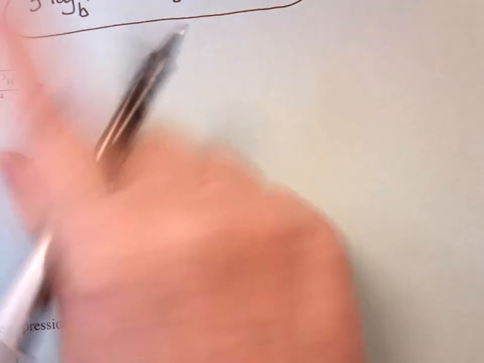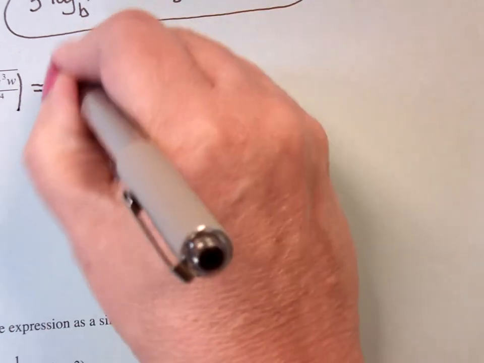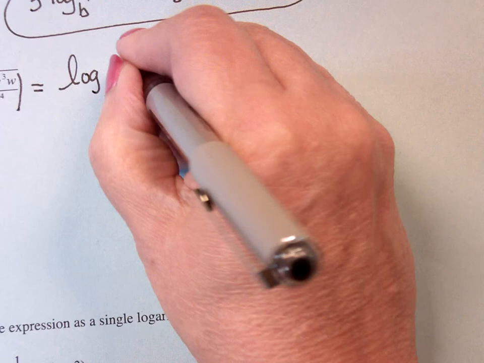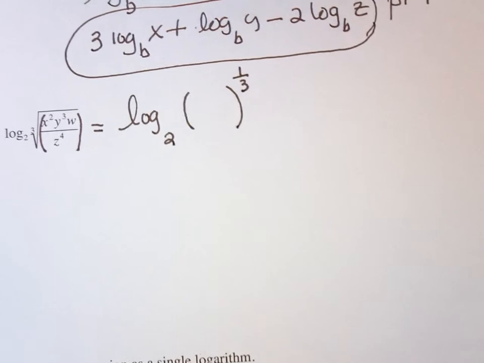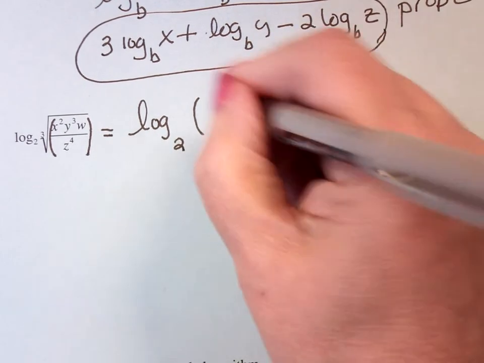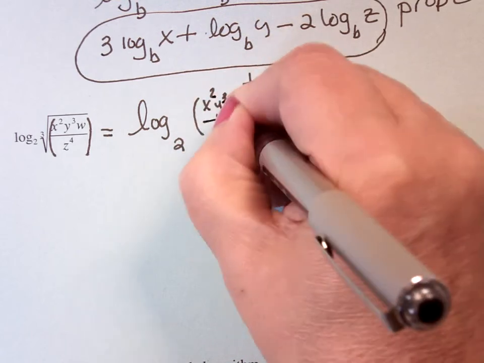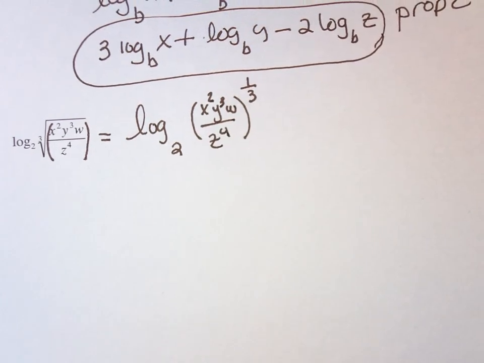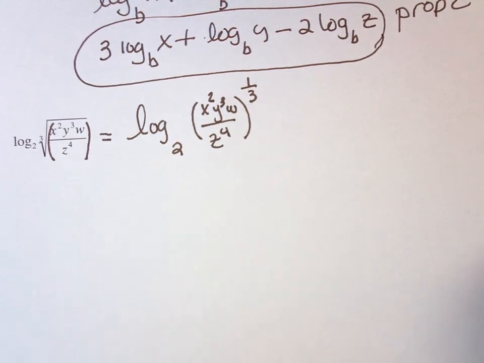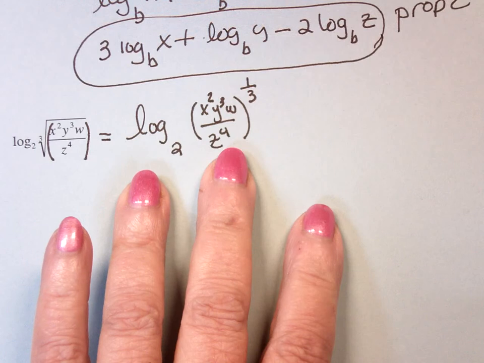Well, the cube root, this whole thing is the radicand under that cube root. So this is really log base 2 of that whole thing to the 1/3 power. And what is it? It's x squared y cubed w over z to the 4th. Now, what you could do if you wanted to, but most of you have a lot of trouble with this, you have trouble on your reviews, is multiply all the exponents by a third.